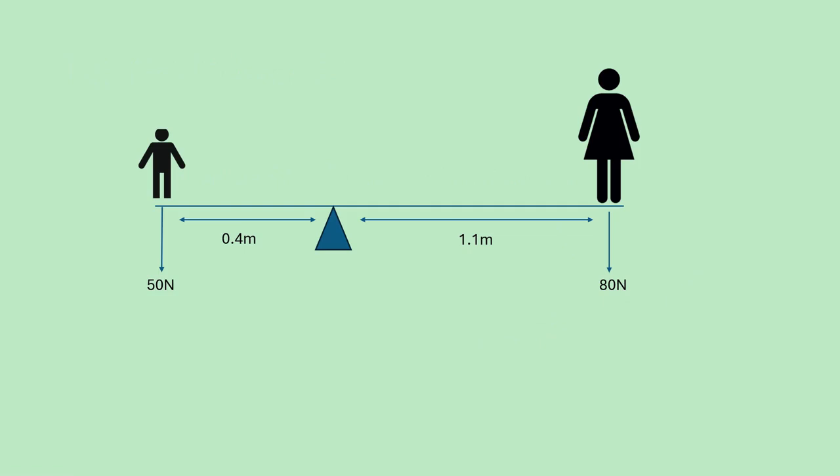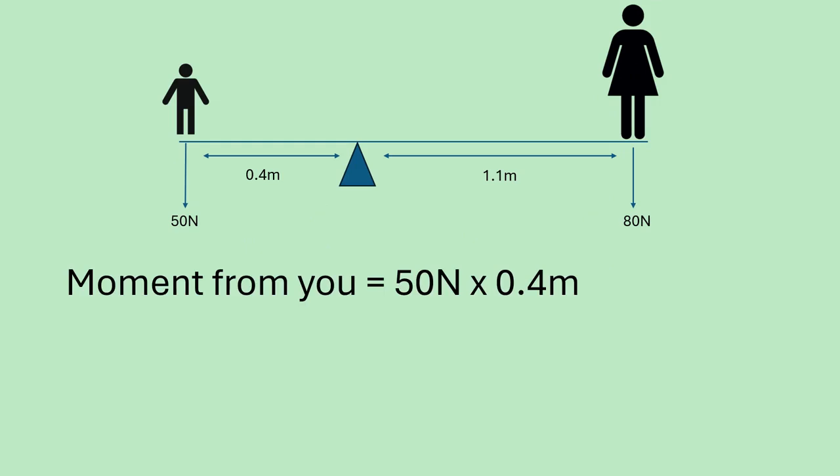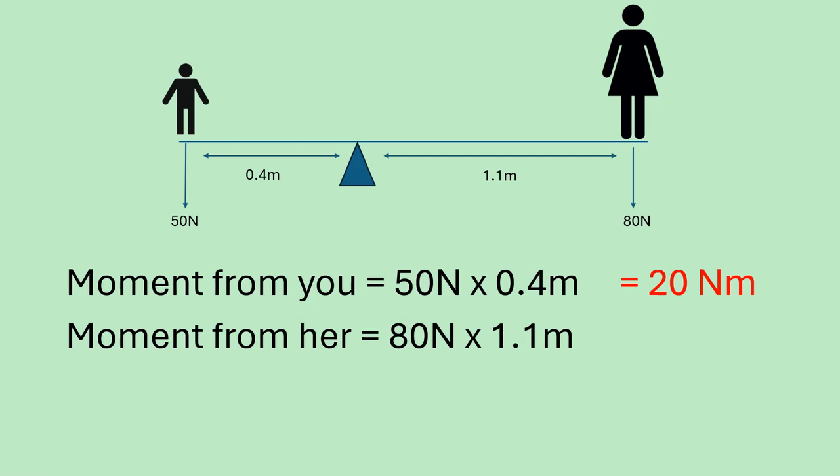But let's go back to our example. So here we should really start to put some numbers towards this thing, because we've got a formula now. We can see which side is going to generate the most overall moment, which is the direction that it's going to tilt in. So let's put some numbers to it. The moment from you is 50 newtons multiplied by 0.4 meters, which comes out to 20 newton meters. The moment from her is 80 newtons multiplied by 1.1 meters, which comes out to 88 newton meters.